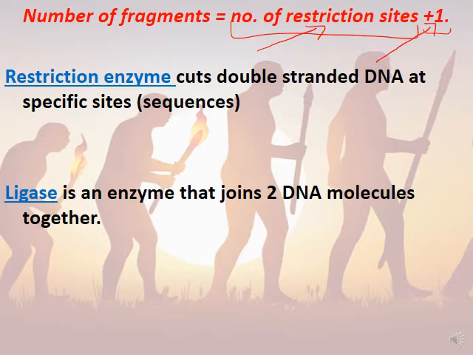How many times will it cut? Plus 1. For example, if it has 2 restriction sites, then it will cut 2 times, so the number of pieces will be 3 pieces, or 3 fragments. Restriction enzymes cut double-stranded DNA at specific sites or sequences. Ligase makes ligation. It joins two DNA molecules.